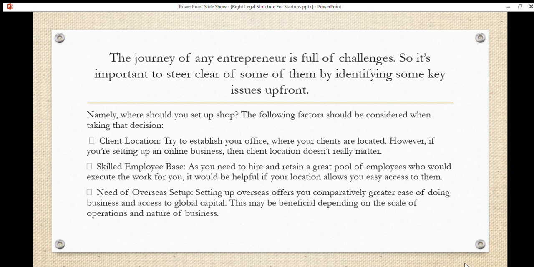Third, we have the need for an overseas setup. Setting up overseas offers you comparatively greater ease of doing business and access to global capital. It may be beneficial depending on the scale of operation and nature of your business. When your business is running very well, you can go overseas as well. So these are the things which are very essential for every startup.